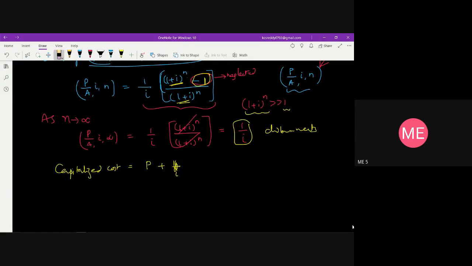Then we'll substitute. So here I can write, given the disbursement cash flow diagram, A into P by A comma I comma n, where n is infinity. Here this annuity is called disbursements. So this is equal to P plus A into 1 by I, or we can say P plus A by I.